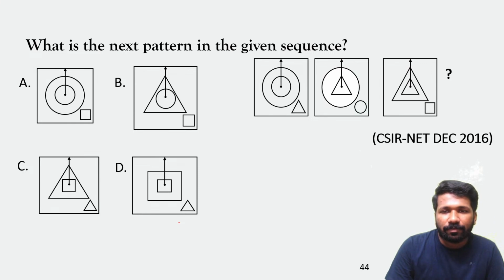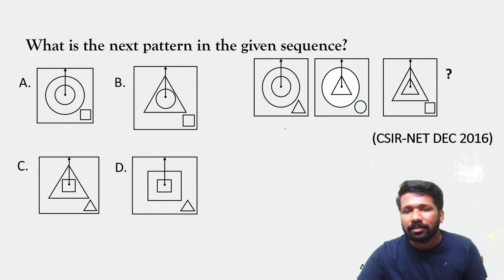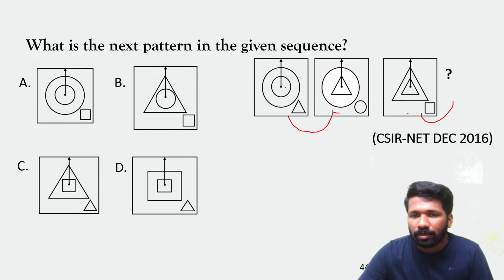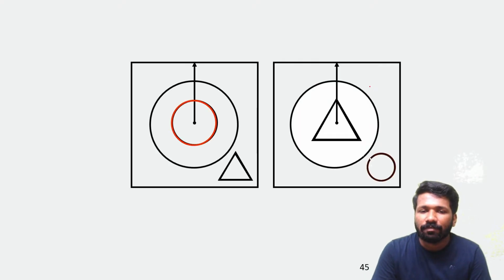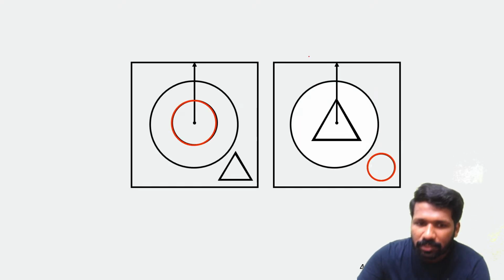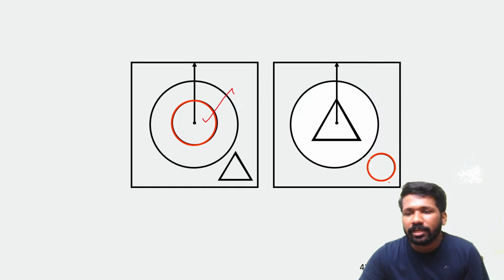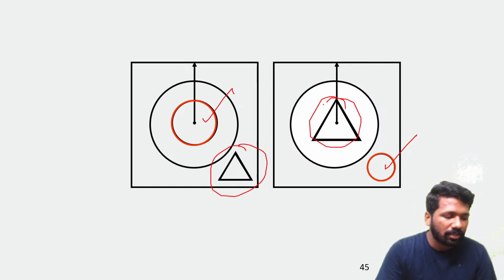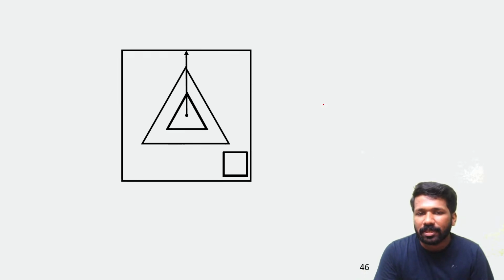Okay, so find the next pattern. So first two, next two. First two images, triangle outside and circle inside a big circle. Next image, triangle inside and circle outside a big circle. First two images, the small circle was inside, here it is outside. Small triangle was outside, here it is inside. So they are swapping positions, we can say.